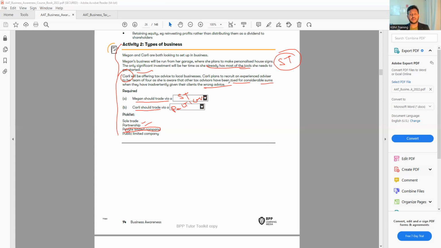So for that reason, if she opens a limited company, what will happen? At least she will be safe with limited liability and she will not be personally liable for any debt claimed by the client or someone. So the company will be responsible, and there is nothing to lose beyond the investment they make in the company.